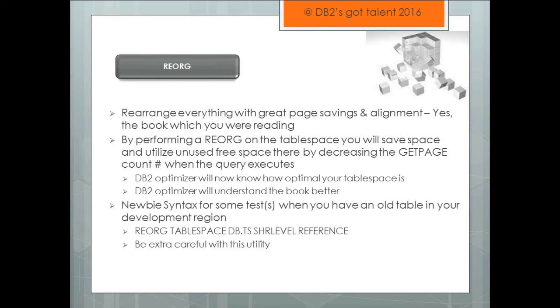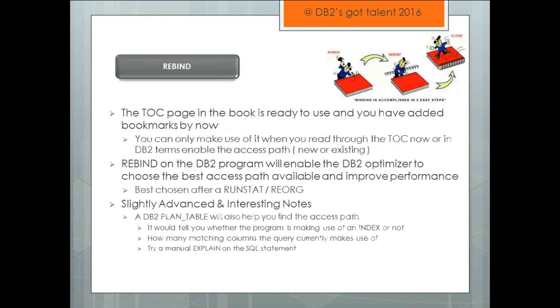Then comes the REORG. It's nothing but fragmentation. So you perform a REORG on a table space, and the DB2 optimizer will know how optimal your table space is. And this actually can be clubbed with RUNSTATS as well. And eventually is the REBIND. Rebinding the program would always help you gain the best access path if you have performed the RUNSTATS and the REORG earlier.